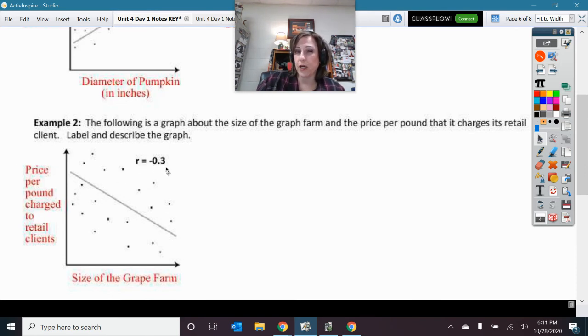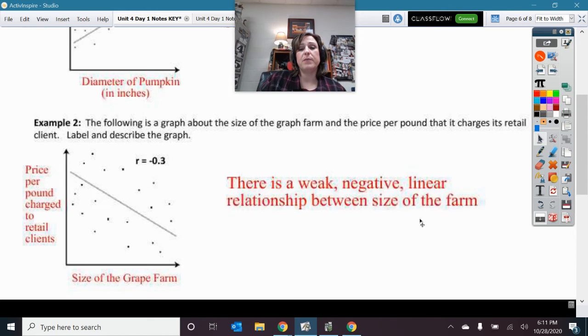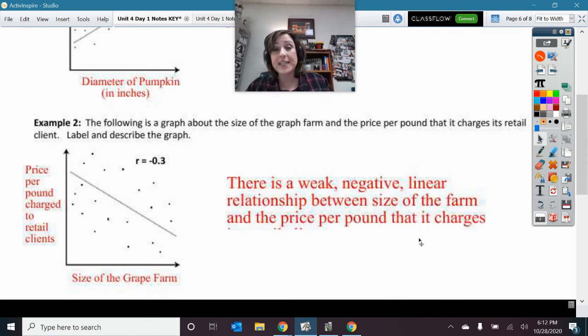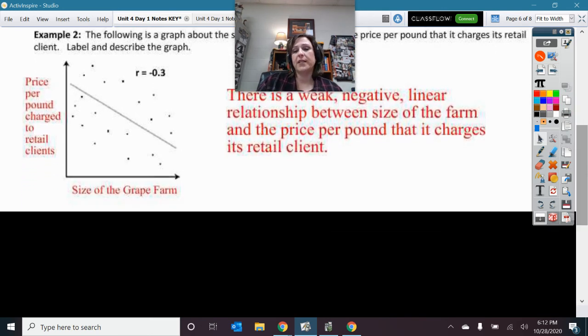Negative 0.3. What do you have to say about that? Plus, look at the picture of it. I can tell that it's fairly weak. So, let's do it. There is a strong, there is a weak. What are you going to say? I said weak. Positive or negative? Well, it's negative. Linear. Don't forget that linear. Correlation between size of farm and price per pound that it charges to its retail client.